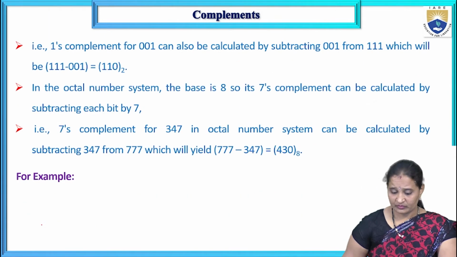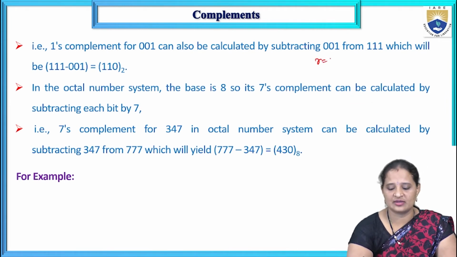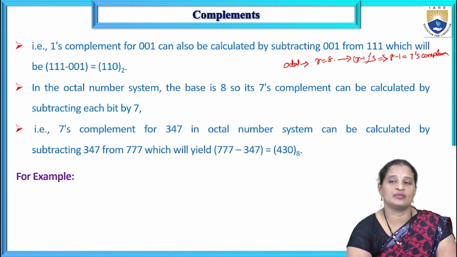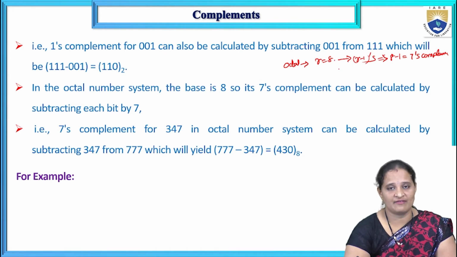For example, we have an octal number system. What is the base of the octal number system? The base is r, where r is equal to 8. Then what about the r minus 1's complement of the octal number system? For octal, the r minus 1's complement is 8 minus 1, which is nothing but the 7's complement. Now, how can we find the 7's complement of a number? Each digit of an octal number can be subtracted from 7.